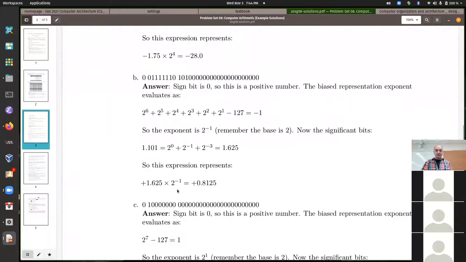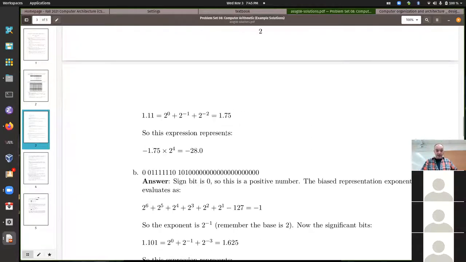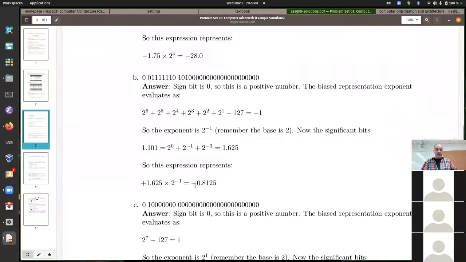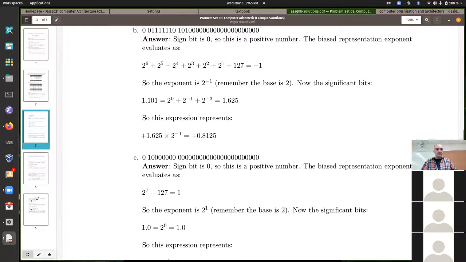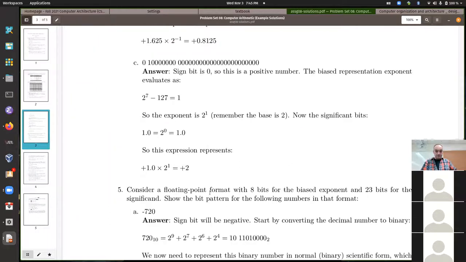You should be able to do a similar thing for all the others, right? As long as you're interpreting the sign bit correctly, interpreting the biased representation, and understand that this is a normalized form here for the mantissa, the bits that represent the magnitude. So anyway, unless I made a calculation mistake, I had negative 28, and I had positive 8.8125 for the second one and positive 2 for the third one. Probably should have had that one first. That was kind of the easiest one, wasn't it?